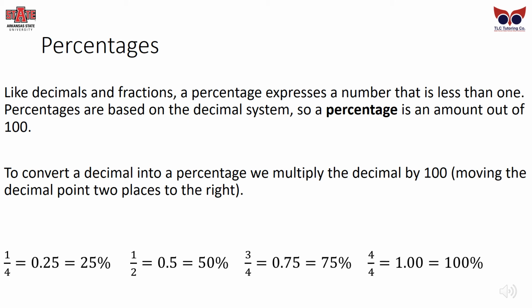Percentages. Like decimals and fractions, percentage expresses a number that is less than 1. Percentages are based on the decimal system, so a percentage is an amount out of 100. To convert a decimal into a percentage, we must multiply the decimal by 100, moving the decimal point 2 places to the right.